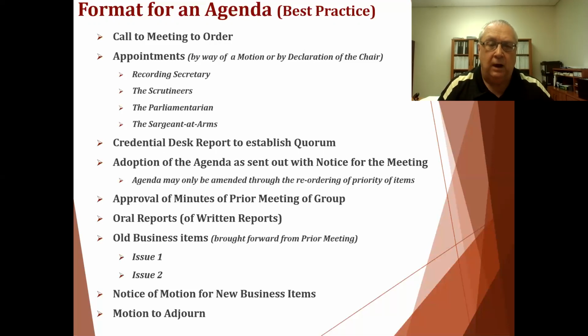Then we're ready for items brought forward from the prior meeting, issue 1, issue 2, and then we accept notices of motion for new business items. We can talk about new business items, but we certainly cannot pass them today because they weren't in the notice of the meeting. But they will be guaranteed to be put onto the agenda for the next meeting and will be in the next notice, guaranteed. And then finally, we can accept a motion to adjourn to conclude the meeting. So this is a structure and format that I think is a best practice when we're looking at organizing, preparing to run a meeting.